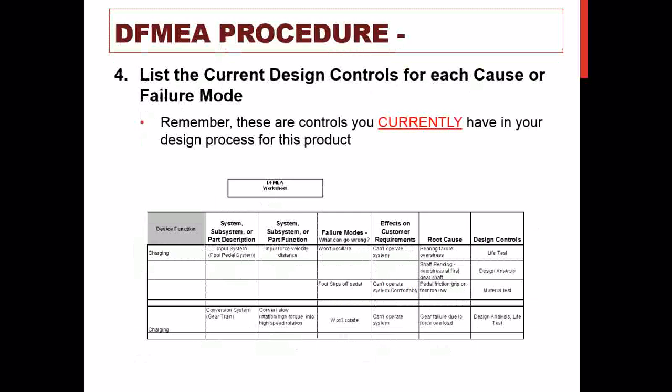So from that, we're going to then determine next what the effect is on the customer. Also, we look at the gear train, maybe another failure mode we have that it won't rotate. It won't allow us to take the pedal action and get it to turn the generator. If we take a look at the impact on the customer, we'll see that for the first one, they can't operate the system. That's obviously going to be an issue.